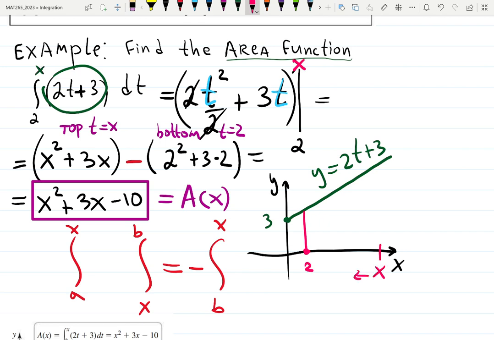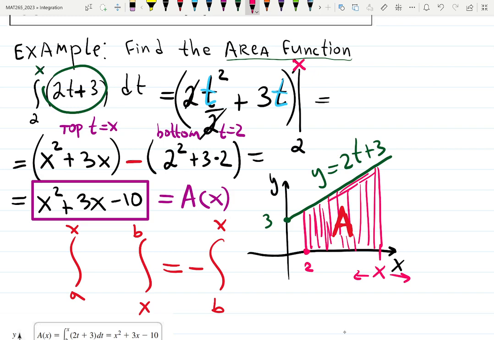And x can go to the left and to the right. So we never fix the upper limit of integration. Here is the area, and we found the area. It is a quadratic function that depends on the choice of input x. So question for you. Not only is it a trapezoid, by the way. It's actually a trapezoid.